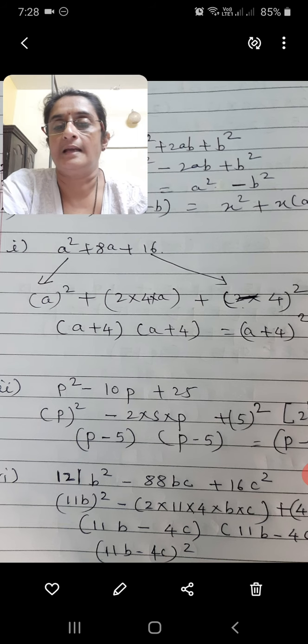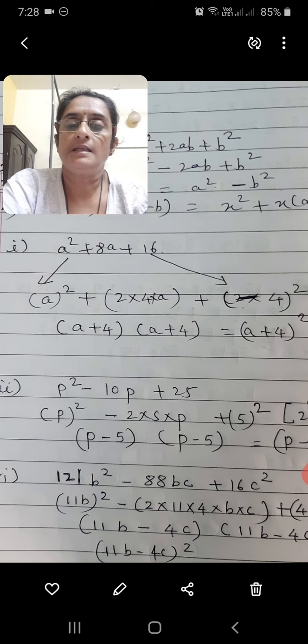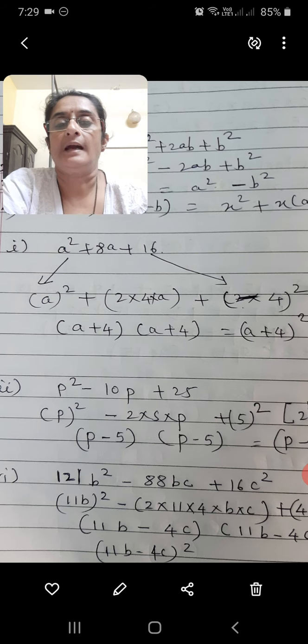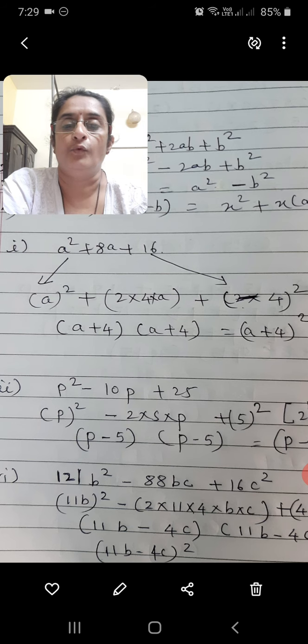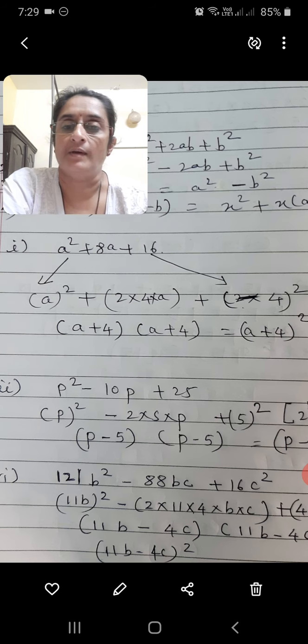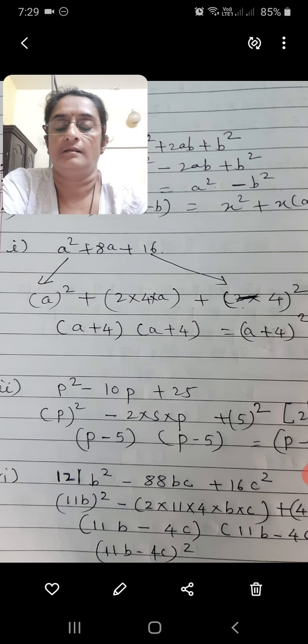If you split the number 8, it will be 2 into 4 into a, that gives you 8a. Now see the first identity. In the first identity, the first number is squared and the last number is squared, so it is a square and b square. Here, if you take the first term and last term, that is a and 4, and put a plus 4 and a plus 4, that gives you a plus 4 the whole bracket square. So here the first identity is used to split this number.